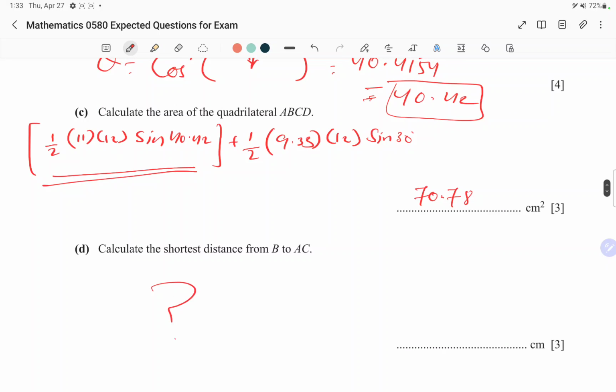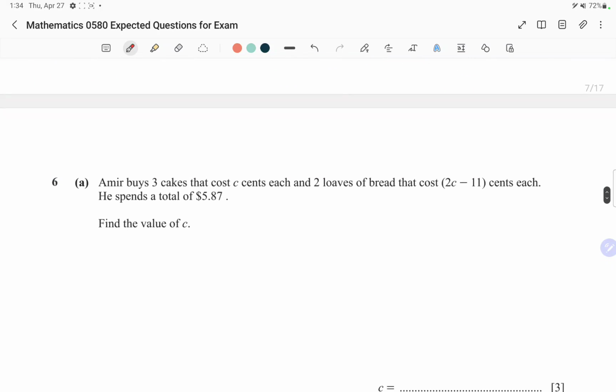Over here you will show. I have already shown it over there, 7.13. Okay, now move to the next question that says Amir buys 3 cakes that cost C cents each and 2 loaves of bread that cost 2C minus 11 cents each. He spends a total of $5.87. Find the value of C.